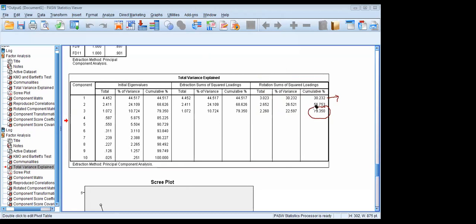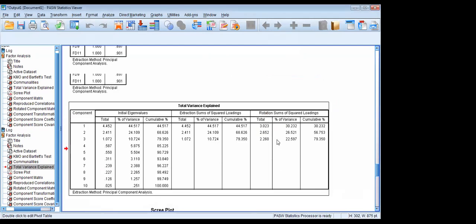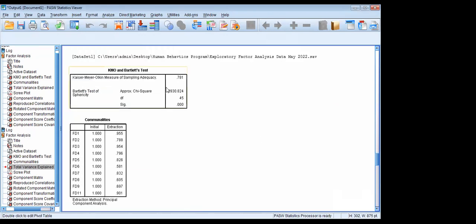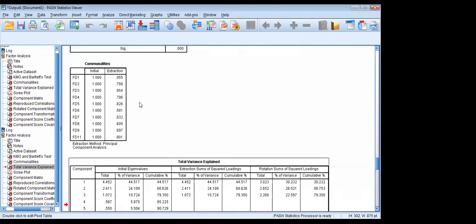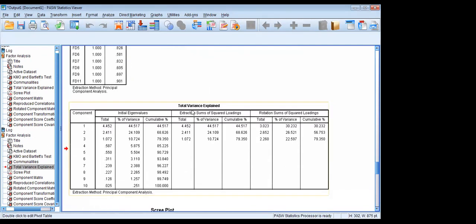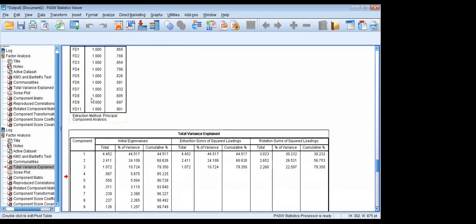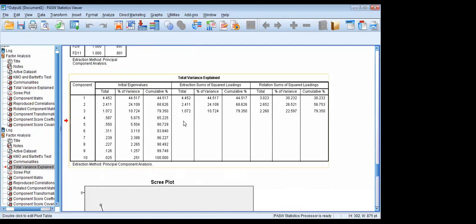In each and every step, you have to verify whether this output is eligible for factor analysis. First test, KMO: whether you have got adequate sample size and whether your null hypothesis is accepted or rejected. Communalities tell about the strength of the individual variables, right? Then the two variables, FD6 at 0.58 and FD8 at 0.6, by looking at the extracted values, we feel that they are weak, right? Okay, next, third one.